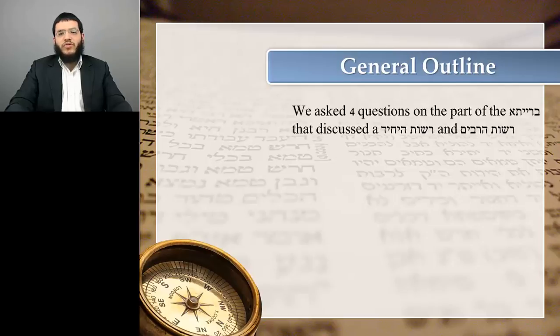So in this Gemara, we asked 4 questions on the part of the Brisa that discussed the Rosh Hashanah and Rosh Hashanah. In the previous Gemara, we presented a Brisa that taught about the 4 Rishuyos of Shabbos: Rosh Hashanah, Rosh Hashanah, a Carmelis, and a Mokim P'tor.